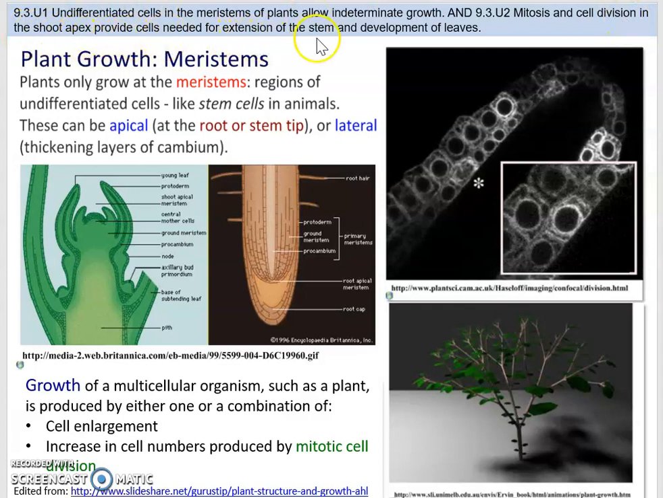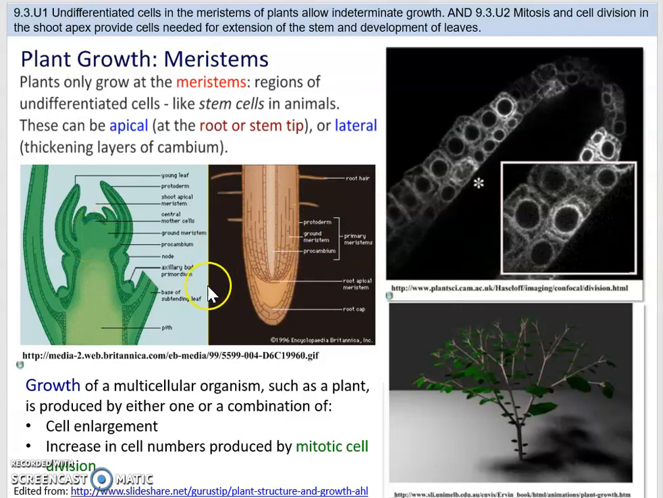If we look at this part here, it says mitosis and cell division in the shoot apex provides cells needed for the extension of the stem and the development of leaves. So the extension of the stem, first of all, so we've got the shoot apex here. This is at the top of the plant, and if this undergoes mitosis, what we get is more cells, and we've got an increase in the height of the plant here.